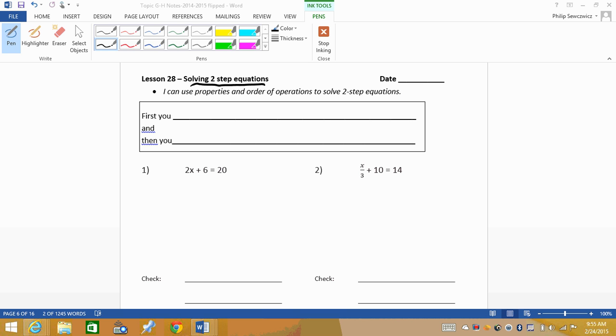Okay, lesson 28, two-step equations. So we've been hanging out with our one-step equations where if we were adding, we would do the opposite to undo. So that means we would subtract. Well, we're still keeping the same idea here, but it's going to take us 2 steps to solve now.